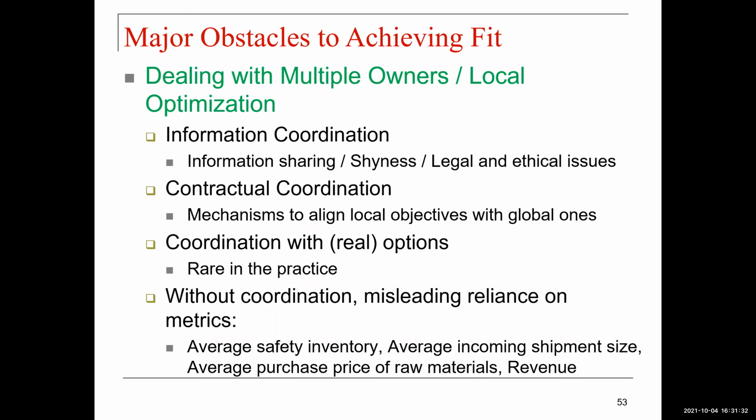Coordination with real options. That's rare in practice. And without coordination, misleading reliance on metrics. So the average safety inventory, average incoming shipment size, average purchase price of raw materials and revenue.